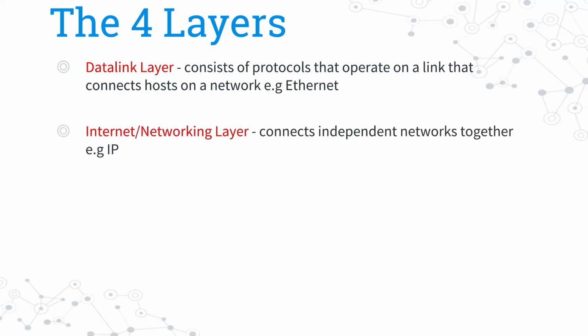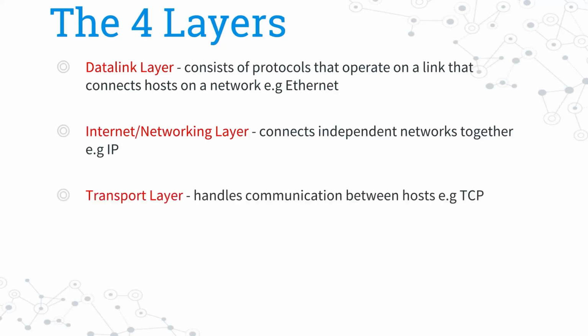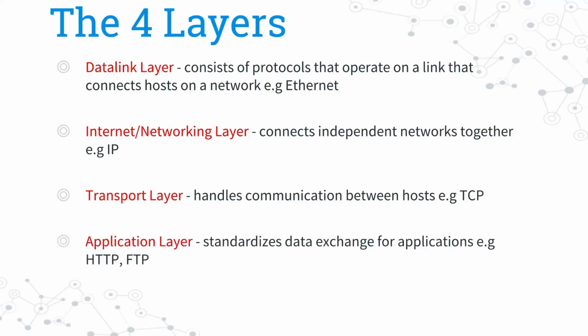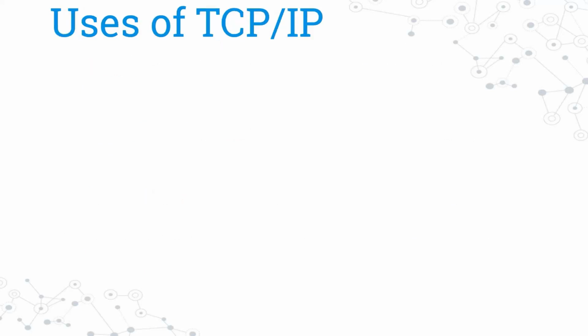Now we also have the internet or the networking layer. This connects independent networks together. And this is where you would have the actual IP protocol itself. So the internet layer is all about connecting networks together, not just single hosts, but major networks. Next, we have the transport layer that handles the actual communication between hosts. And this is where you would find the TCP protocol itself. And then finally, we have the application layer. This standardizes the actual data exchange. And this is where you will have protocols like the HTTP and the FTP.